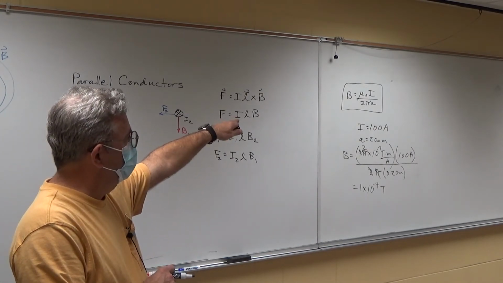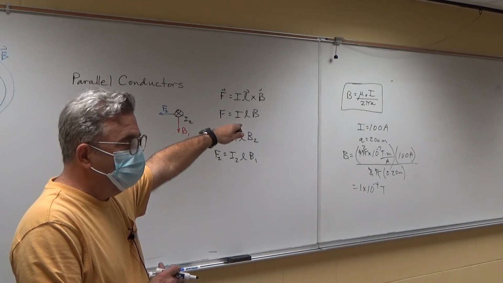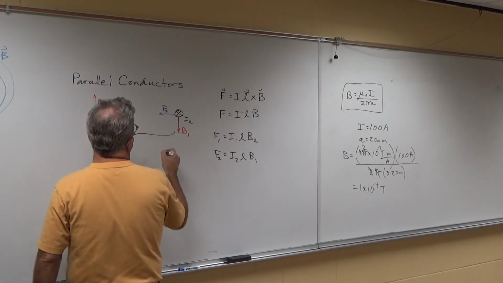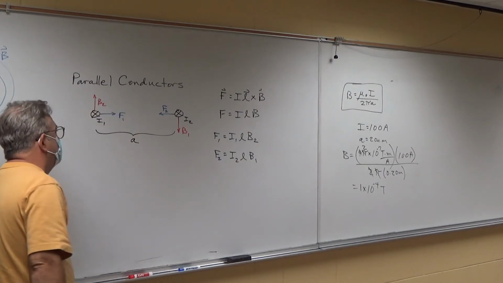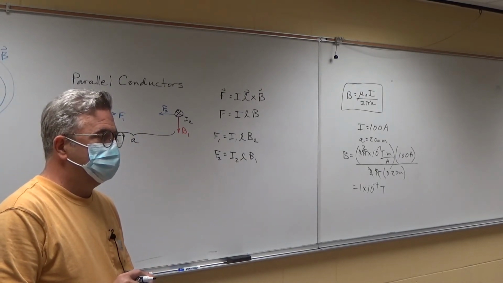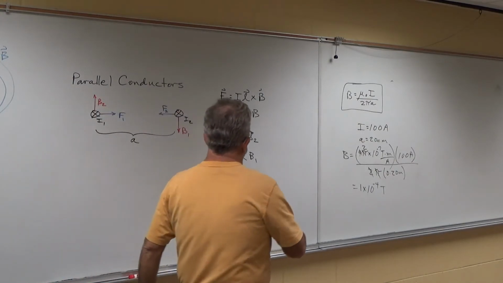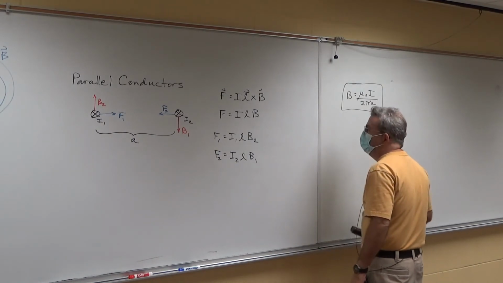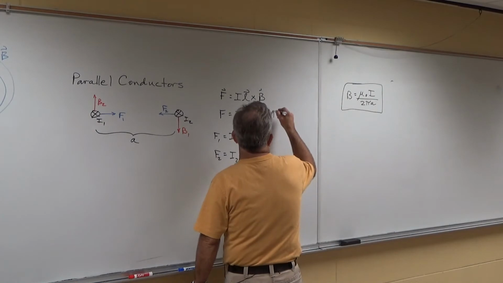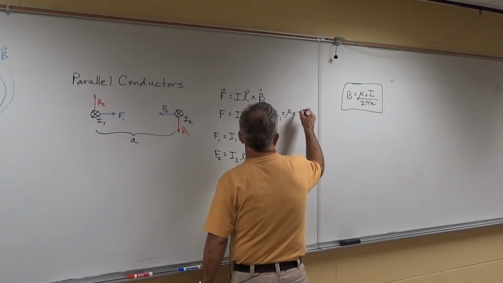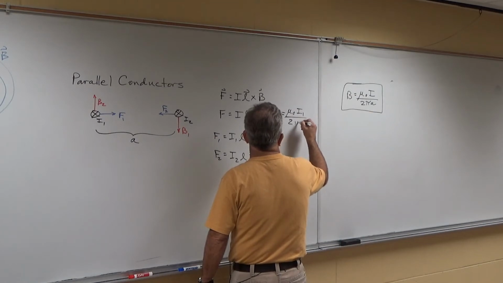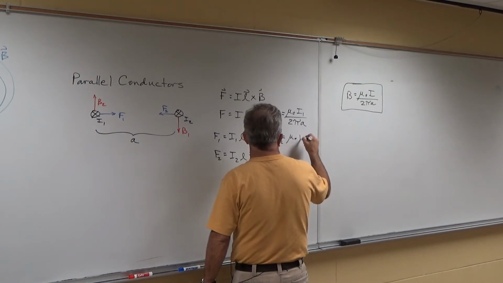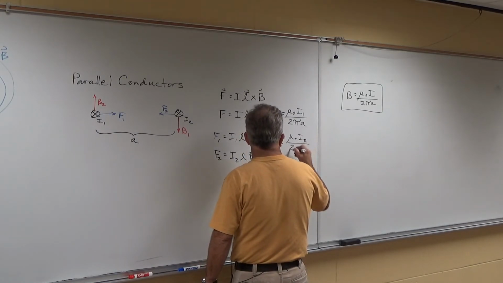But I now have an expression for these fields. I know how to calculate the fields. Let's say that the distance between the wires, since I used A, we'll call it A. So B1 is equal to mu naught I1 over 2 pi A. B2 is equal to mu naught I2 over 2 pi A.